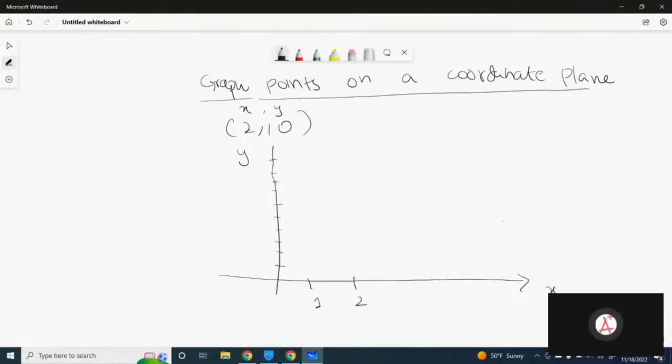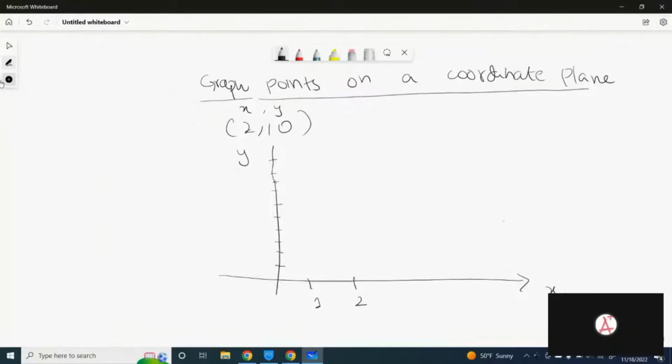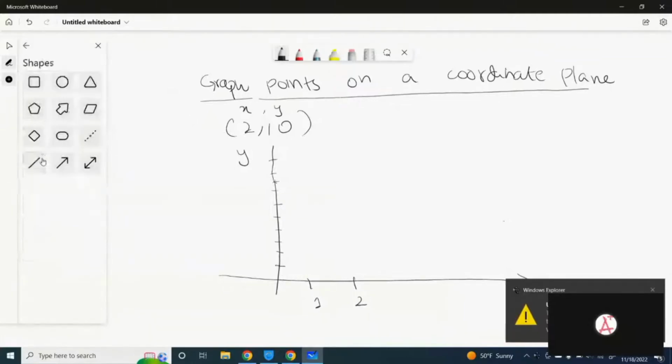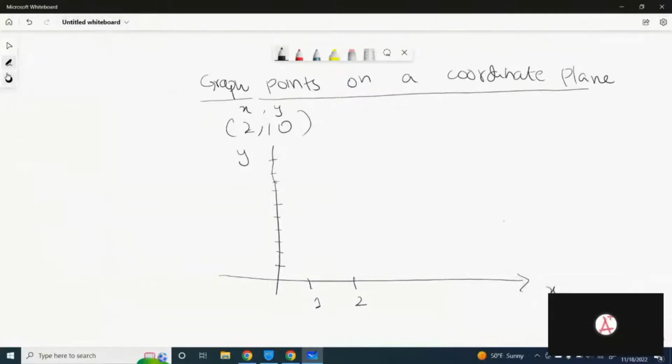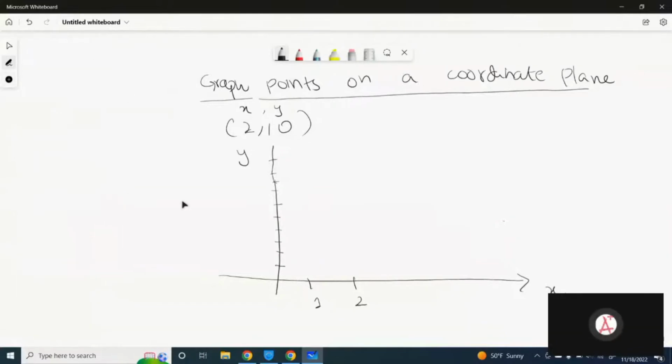Let me see if we have a graphing tool here. Hmm, I don't think so. We have a graphing tool here. Okay, so you have, it would be 1, 2, 3, 4, 5, 6, 7, 8, 9, and 10.